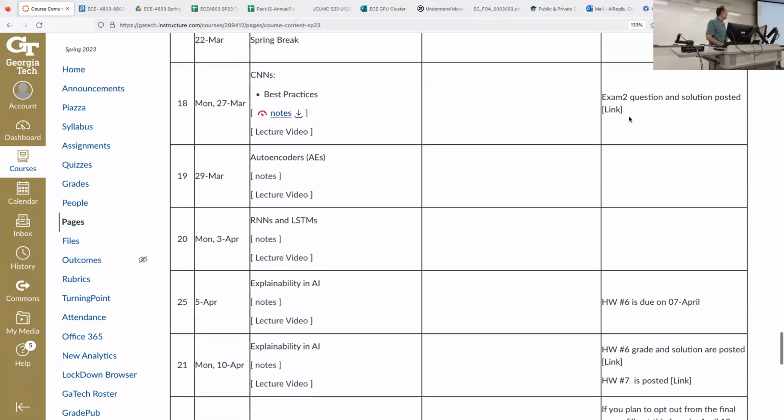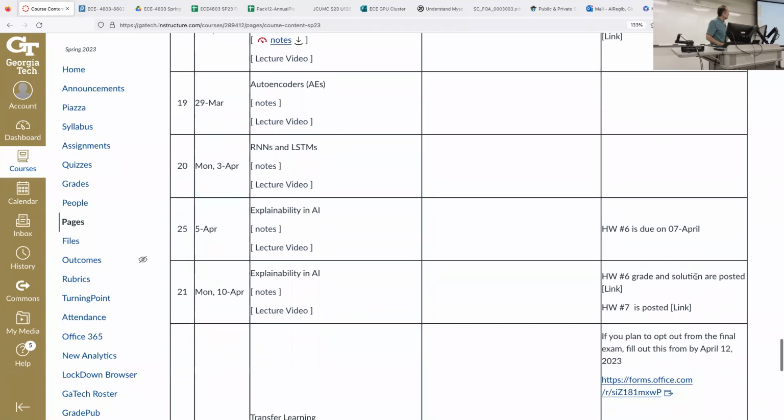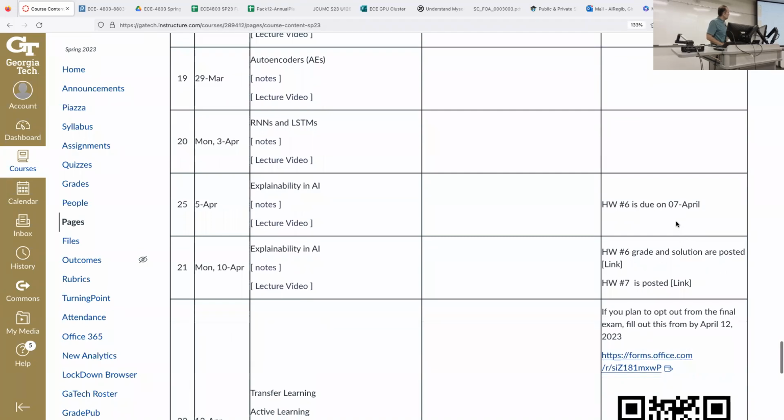Okay, so now look at the right column in this canvas. Homework 6 is due on April 7th. So you have literally 3 weeks for homework 6, but it's not really a 3-week homework. I just counted the spring break, so that's the reason why we have 3 weeks.